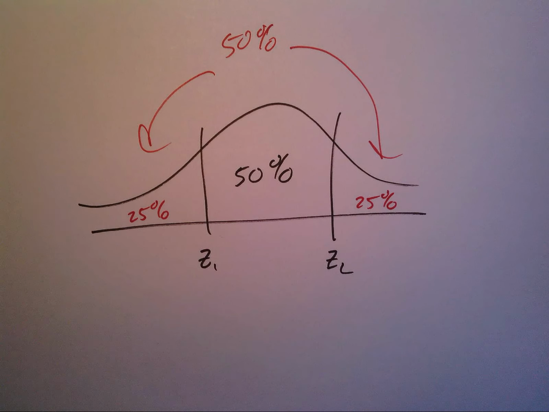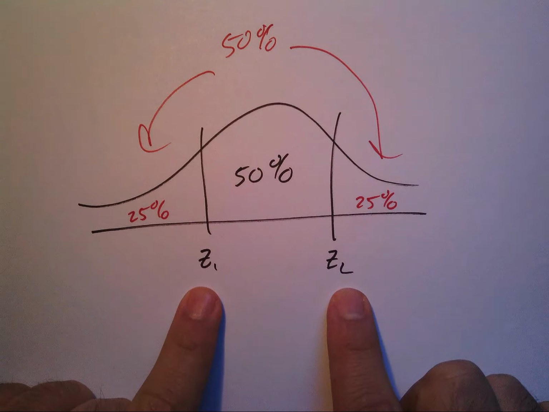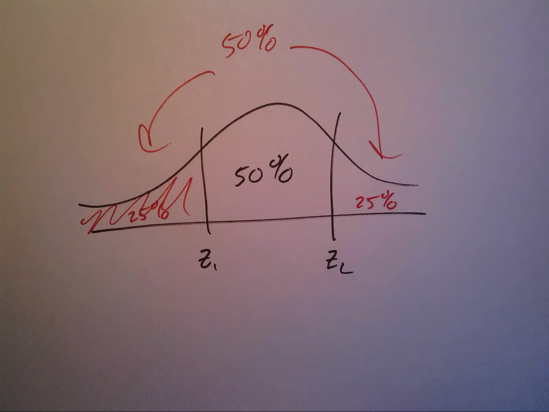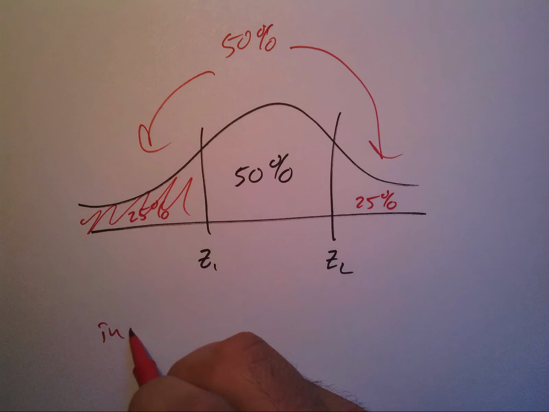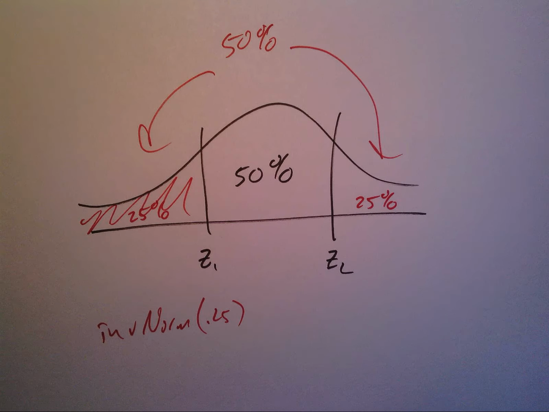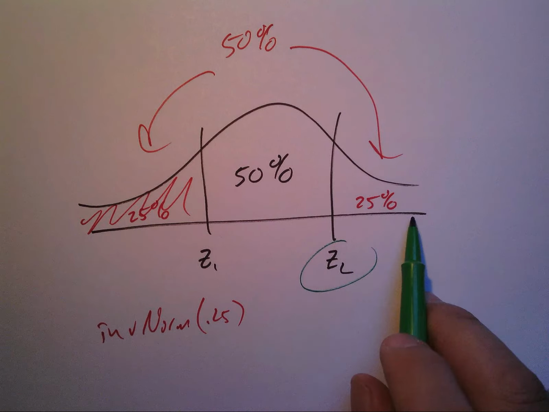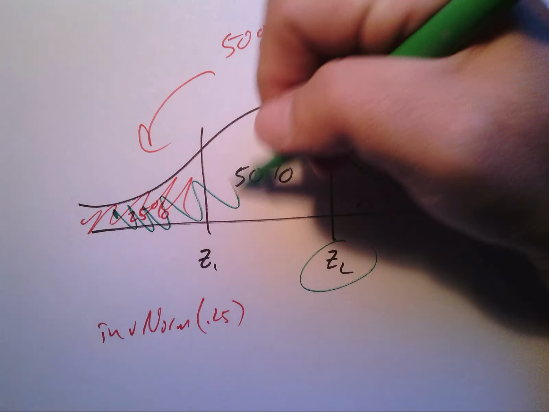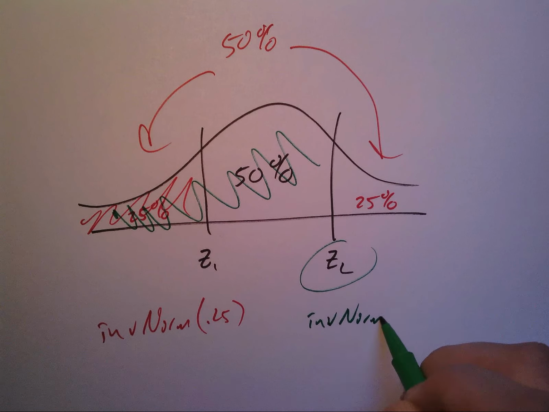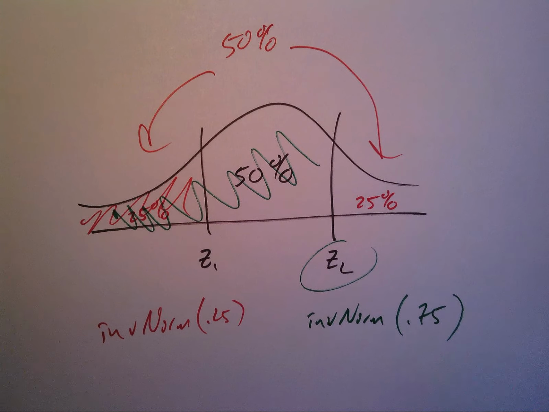So if I want to find these z values, I want to get inverse norm of 0.25 for this guy. Inverse norm 0.25. And to get this value, do you see how we're looking at the top 25? So I could think of the complement and get the bottom 75. So inverse norm of 0.75. Now, there's some things we can do with symmetry, and we'll see that one's negative, one's positive.